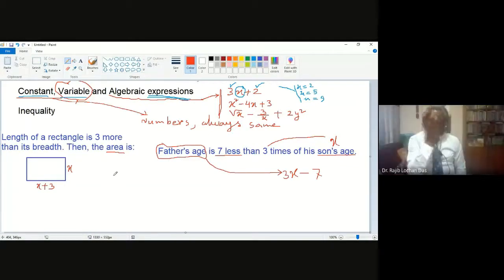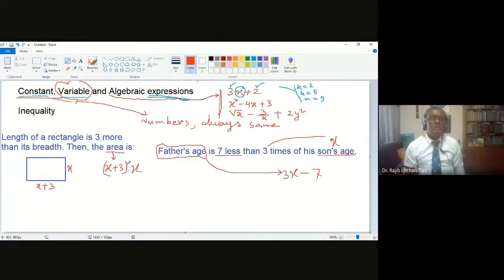Yes, sir. The breadth is x. We are just thinking. So length will be 3 more than its breadth. So 3 more means x plus 3, and the area will be length into breadth. So x plus 3 into x, that will be the area. So this is the expression. This is the expression for area. Area is this.